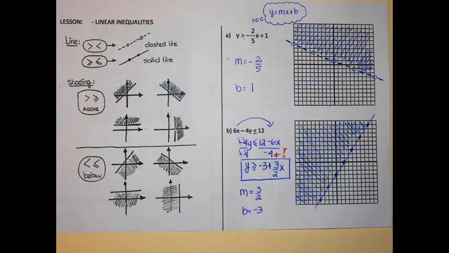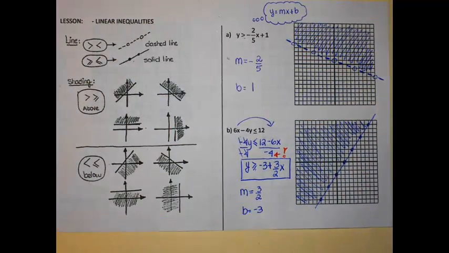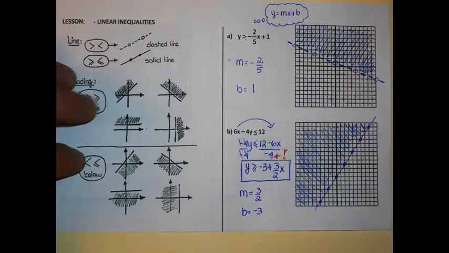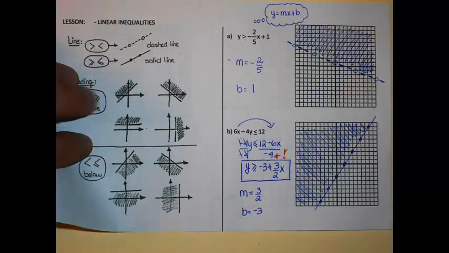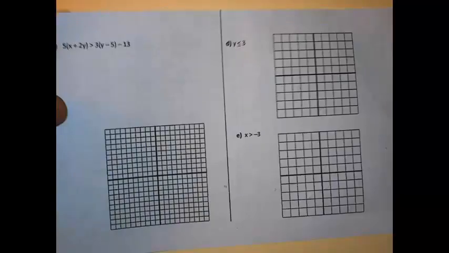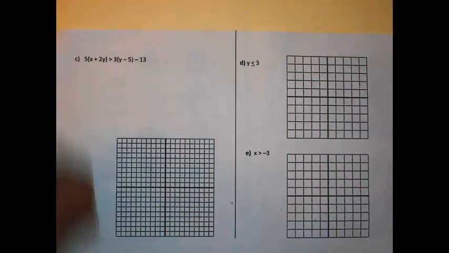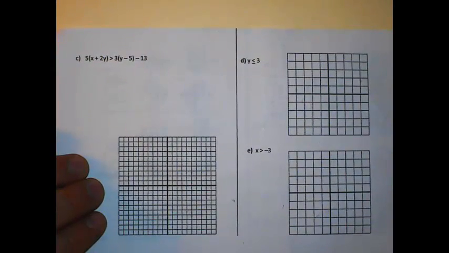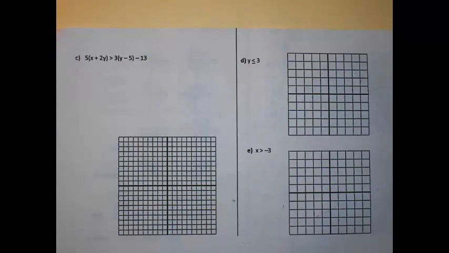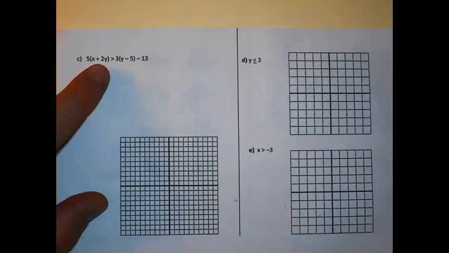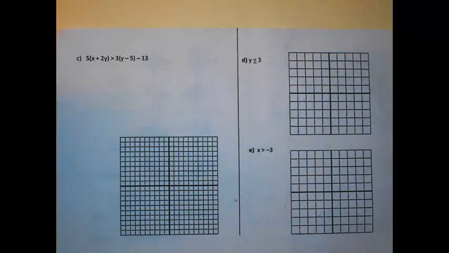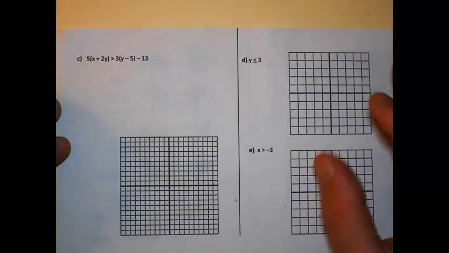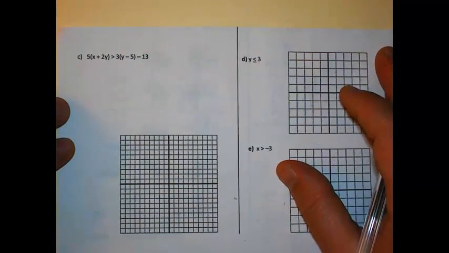Okay, so that would be my answer. Alright, let's proceed to the next problem, which is found on the back side of this paper. In this particular problem, I noticed that I have parentheses and I have y's on both sides, so I need to really simplify this inequality before I can start graphing.